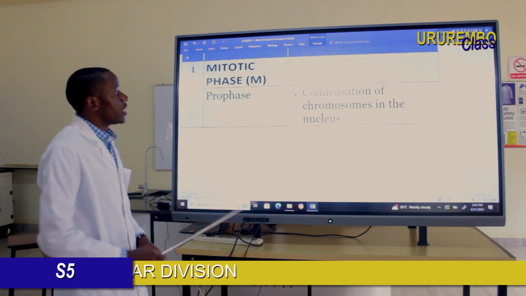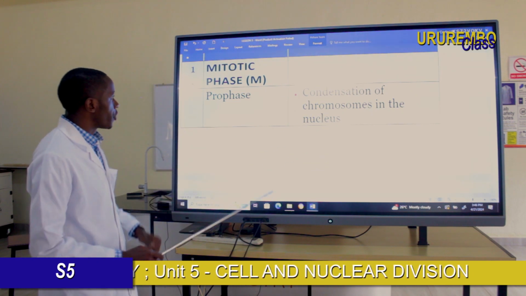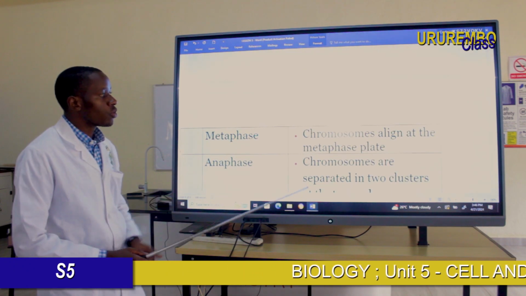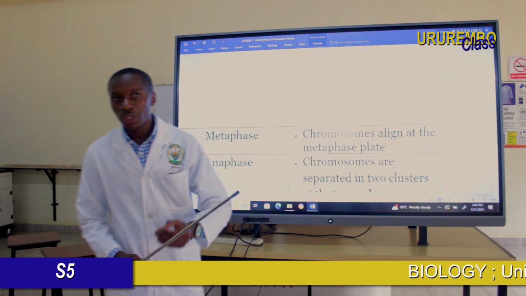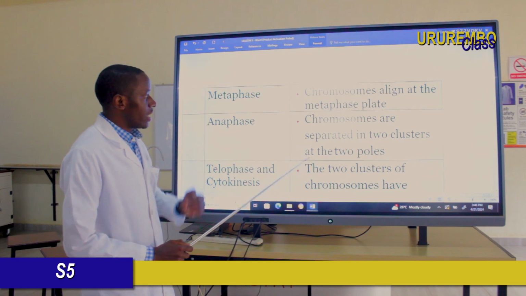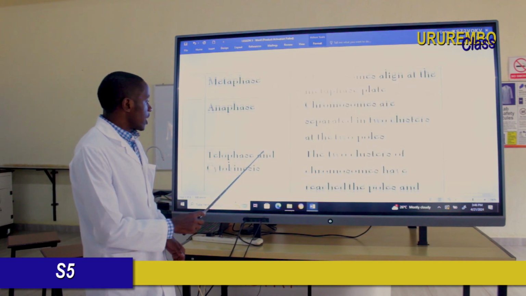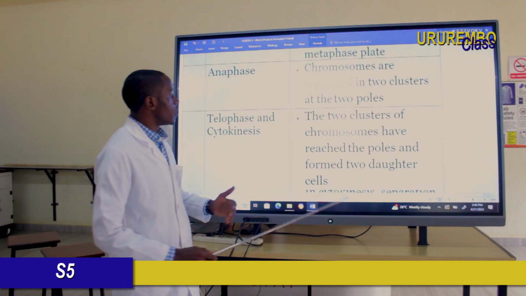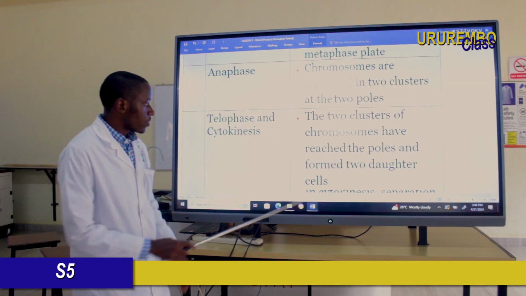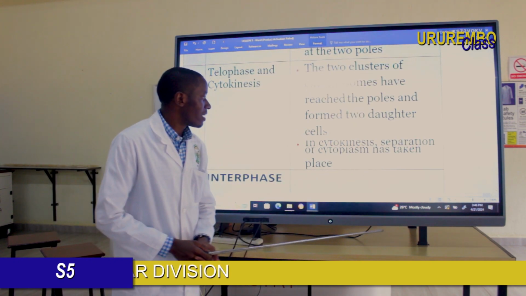Then the prophase: there is condensation of chromosomes in the nucleus, which is the summary of prophase. In metaphase, the chromosomes align at the metaphase plate or equator. I think that you remember, dear students. Then anaphase: during anaphase, the chromosomes are separated into two clusters at the two poles. In telophase, the two clusters of chromosomes have reached the poles and formed the two daughter cells. And in cytokinesis, the separation of the cytoplasm takes place.